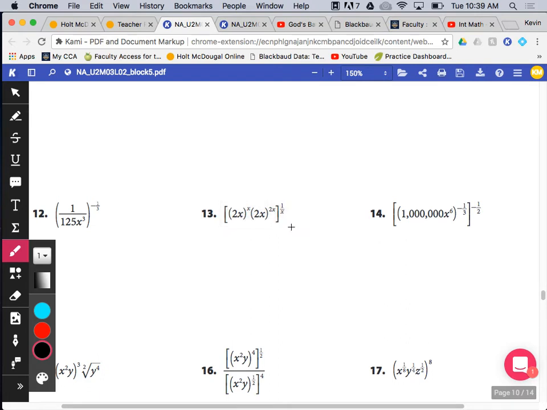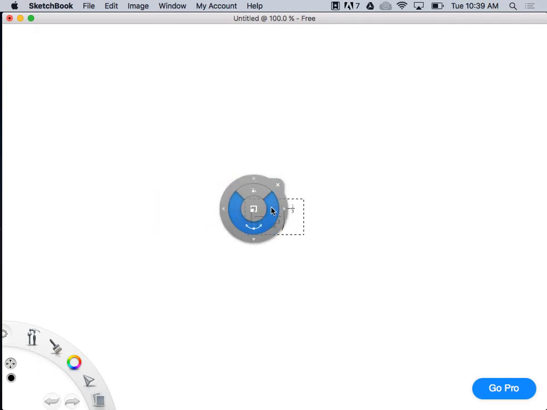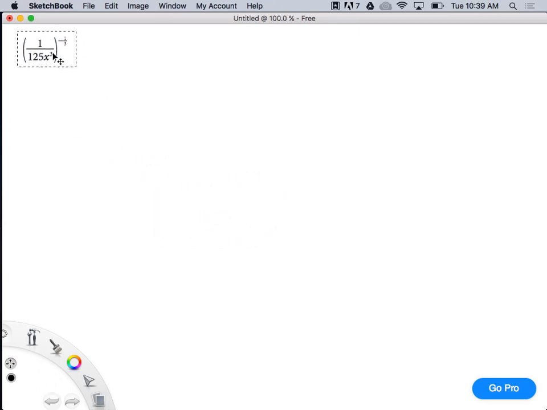I'll do number 12. I'll do number 12 because I'll feel guilty if I don't. So let's do it. Thank you. Praise God. Praise God. Amen.